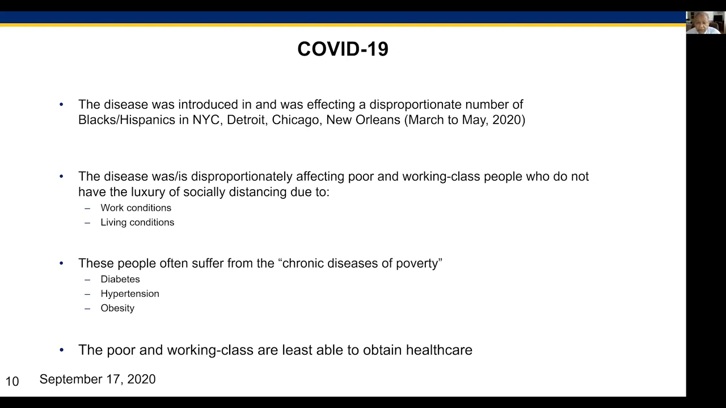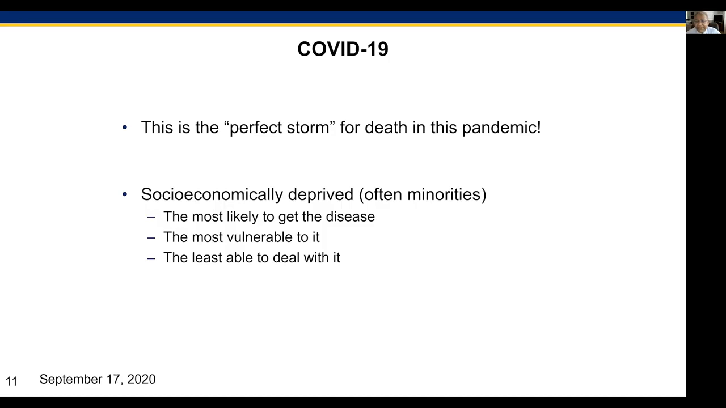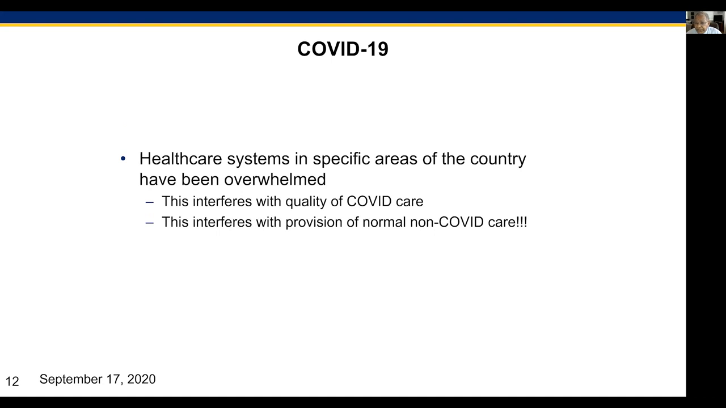And the poor and working classes are least likely to be able to obtain the health care that they need. This taken all together creates what I'll call the perfect storm for death in this pandemic. Socioeconomically deprived, often minorities, are the most likely to get disease, the most vulnerable to it and to the causes of it, and the least able to deal with it. Healthcare systems in specific areas of the United States were overwhelmed.